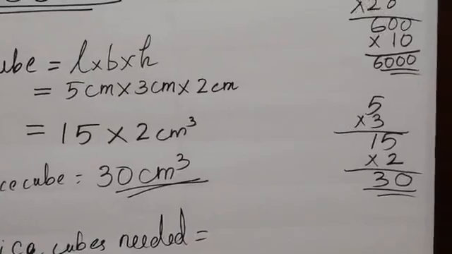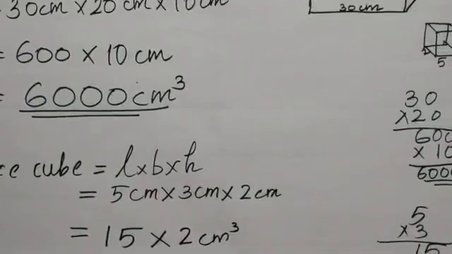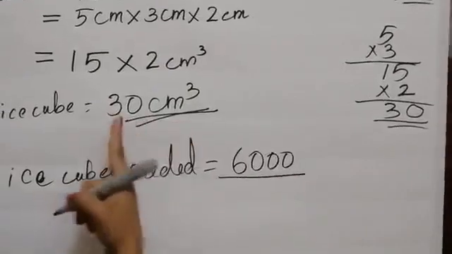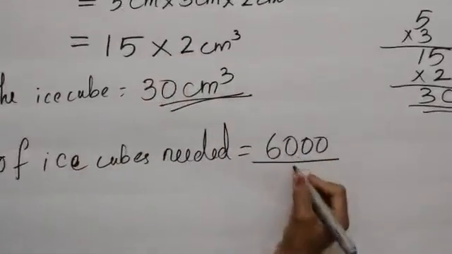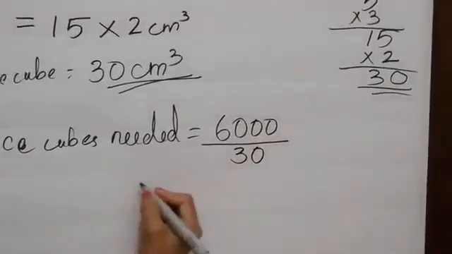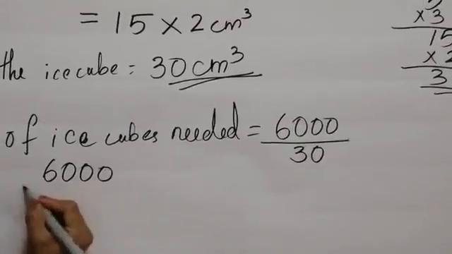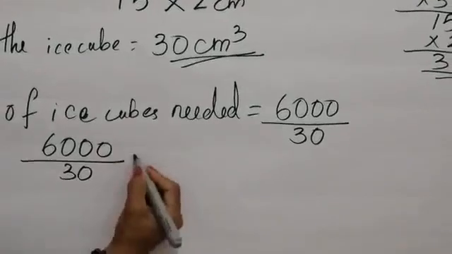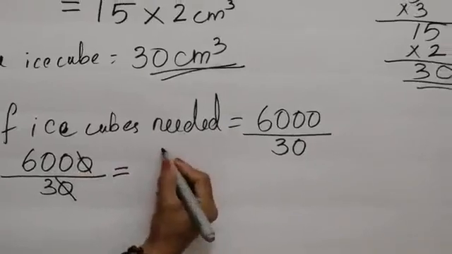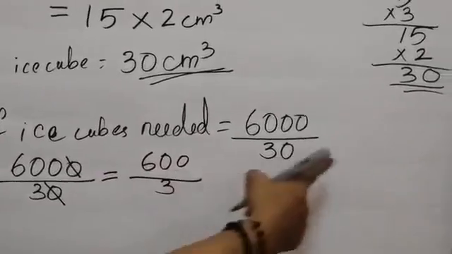Number of ice cubes needed means you first write the total volume, that means 6000 divided by the volume of 1 ice cube, 30. How to do this division? We can cut the zeros here. That means 6000 divided by 30 is equal to, when you cut this 0 and this 0, what is left there? 600 divided by 3.